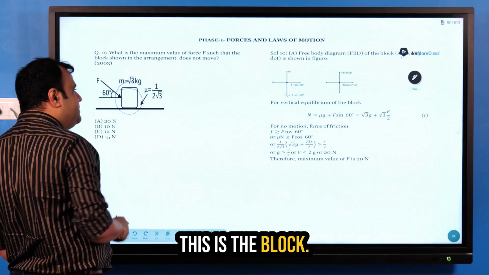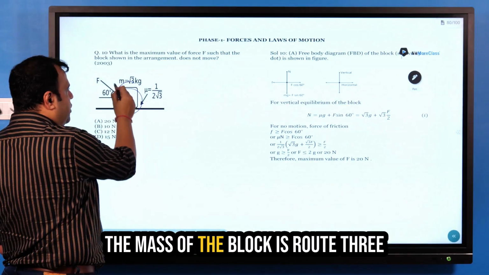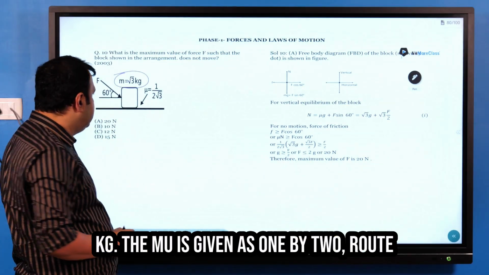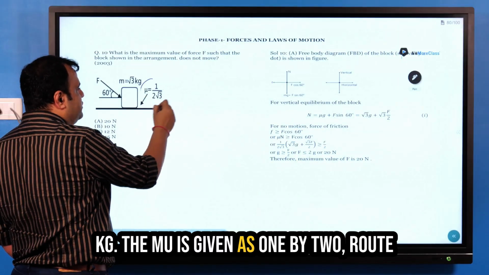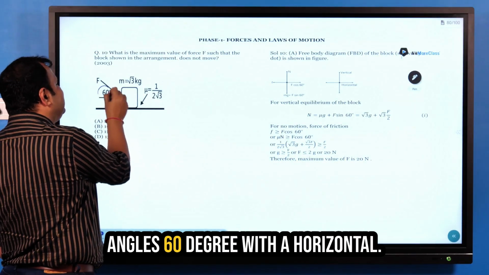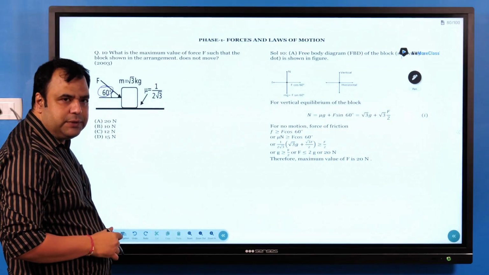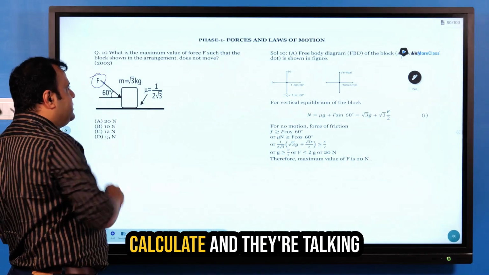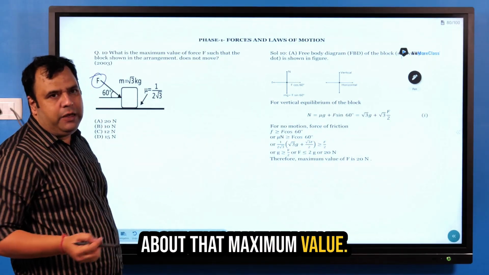So this is the block. The mass of the block is root 3 kg. The mu is given as 1 by 2 root 3. And the force is acting at an angle 60 degree with the horizontal. The value of force we have to calculate. And they're talking about the maximum value.